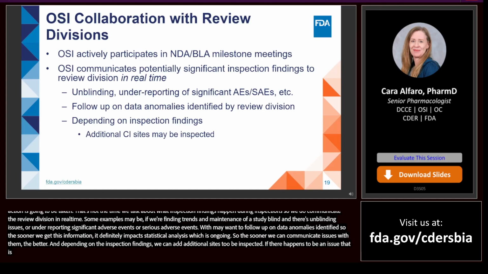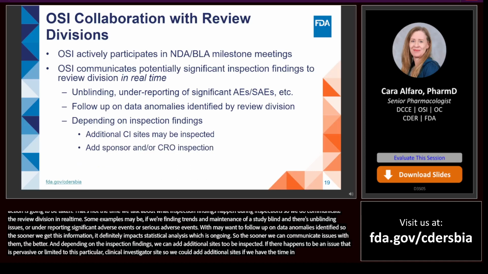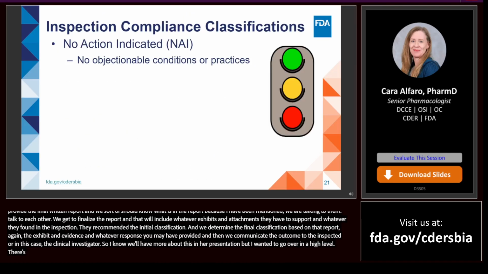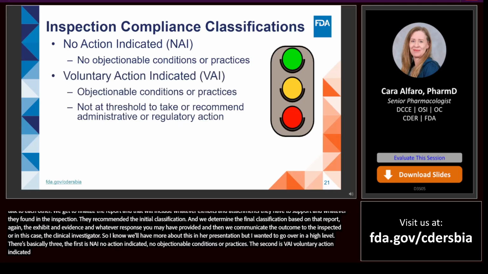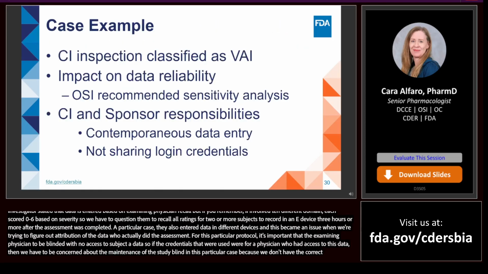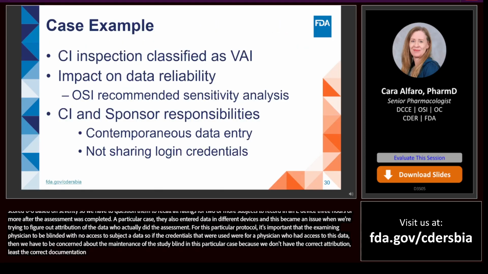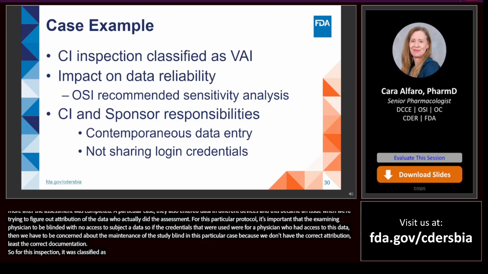This step is paramount to ensuring that any widespread issues receive comprehensive scrutiny across multiple locations, thereby safeguarding the research process. Following inspections, 3 primary compliance classifications are established: no action indicated, voluntary action indicated, and official action indicated. A clear understanding of these classifications not only clarifies the outcomes, but also delineates the expected actions that follow the inspection.